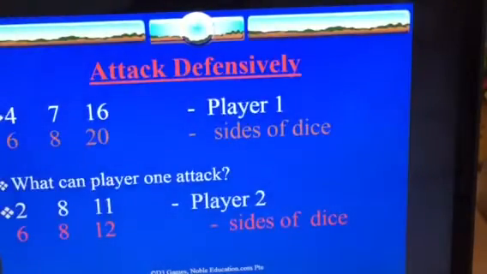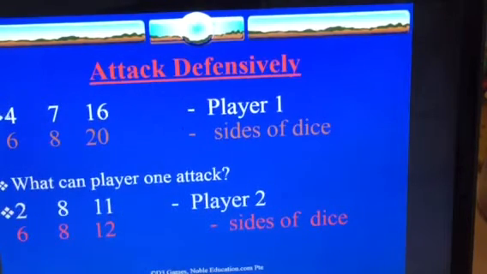Okay, some additional strategies for you to think of. Always attack defensively. Let's say for instance, player 1 is going to attack player 2, and player 2 has got 2, 8 and 11. Player 1 has got 4, 7 and 16. So what should he attack? It looks obvious that he should attack 11 because that's player 2's biggest sided die.